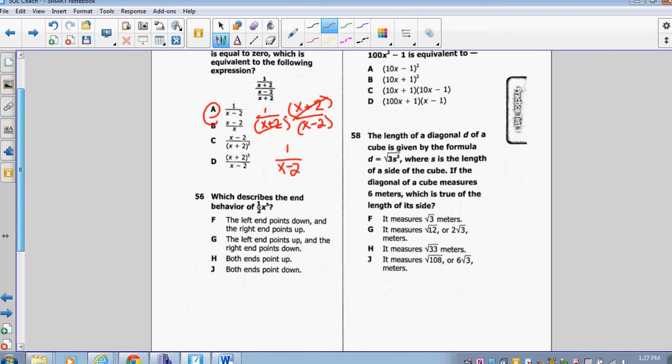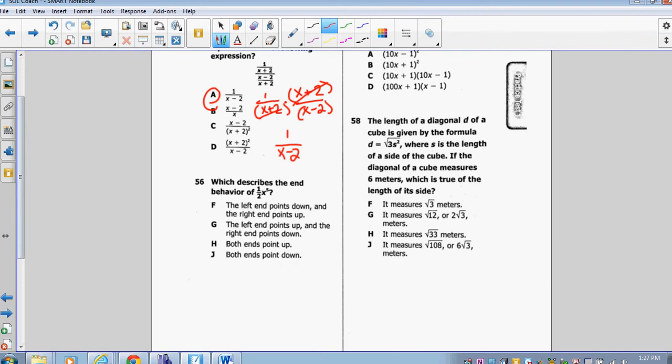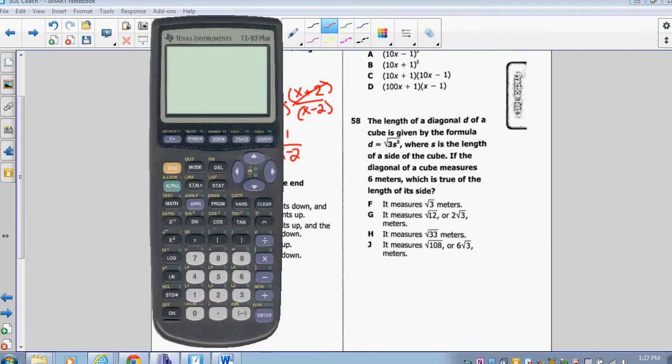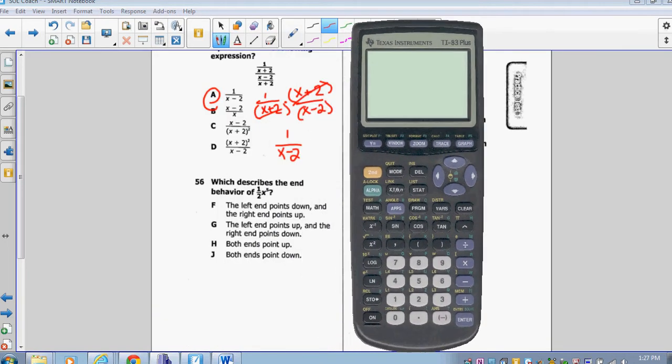Alright, in problem 56, you may want to graph that on your calculator so that you can see what the end behavior looks like. So let's move the calculator out of the way so we can still see the problem. So the end behavior, press your y equals, clear out what you got. Okay, 1/2. I'm going to put my 1/2 in parentheses. And then x to the 5th.